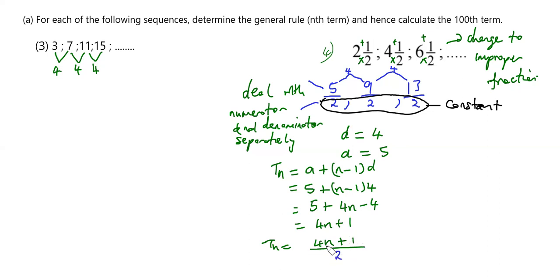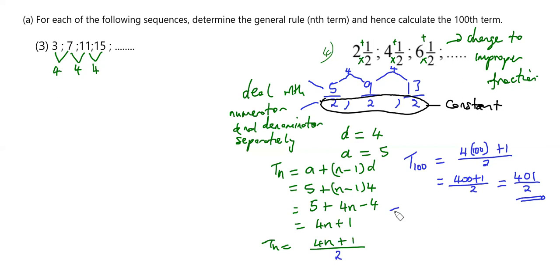So we've got over 2. Whatever we're looking for, if we are looking for the 100th term, T100 is going to be equal to (400 plus 1) all over 2. Then what do we get there? 400 plus 1 over 2, which is going to give us 401 over 2. That becomes our 100th term.